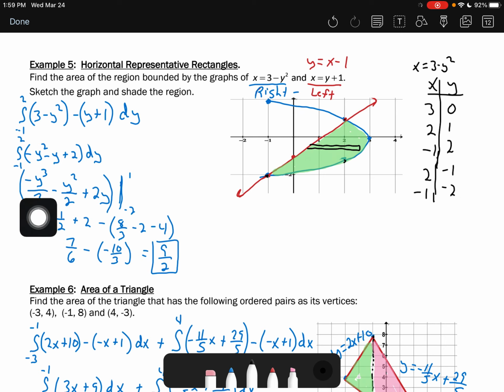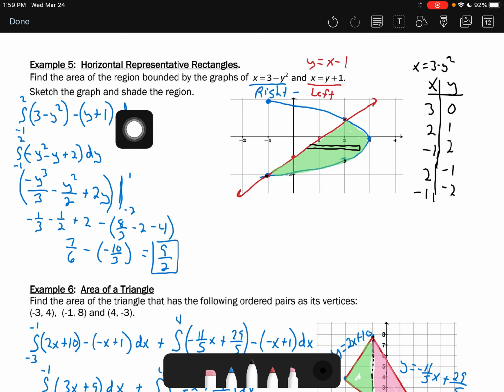And so we just go through and integrate that, simple power rule: negative y cubed over 3 minus y squared over 2 plus 2y. Then I'm inputting the 1, and it gives me negative 1/3 minus 1/2 plus 2, and then I'm subtracting, inputting my negative 2, giving me these values here. As I simplify that and combine, I come up with my solution there: 4.5 or 9/2.